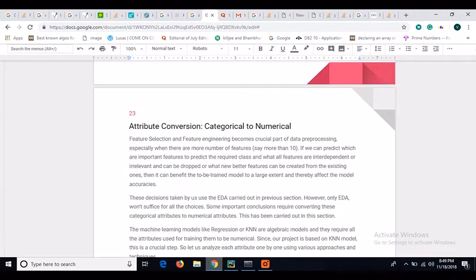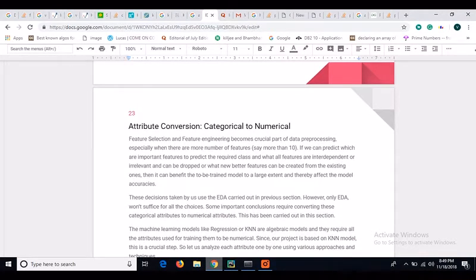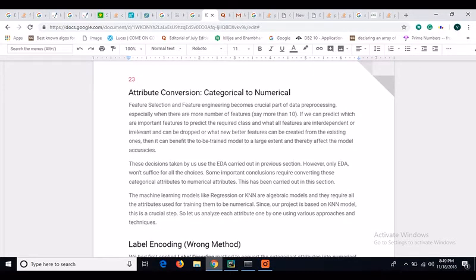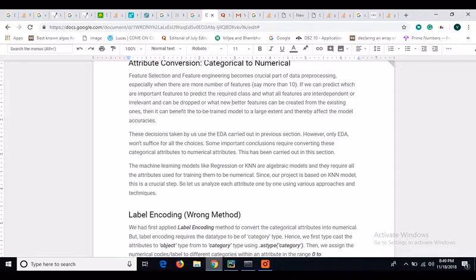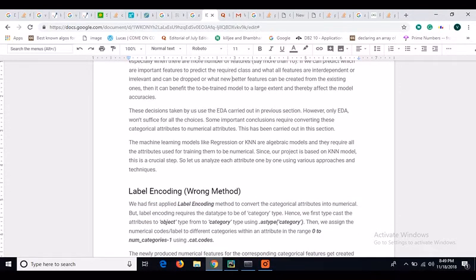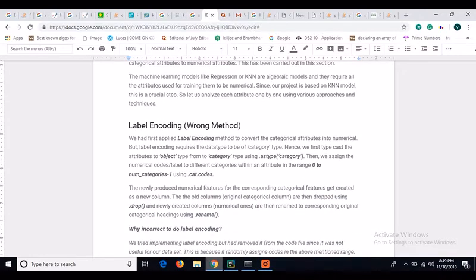The second thing that we do in the pre-processing section is attribute conversion. This involves converting categorical attributes to numerical attributes. Since right from the beginning we have thought of building a KNN classifier and training our data on it, we need to take into account various aspects of KNN which may affect the accuracy. While converting attributes from categorical to numerical, initially we had looked at the label encoding method, but it was found that this method was wrong.